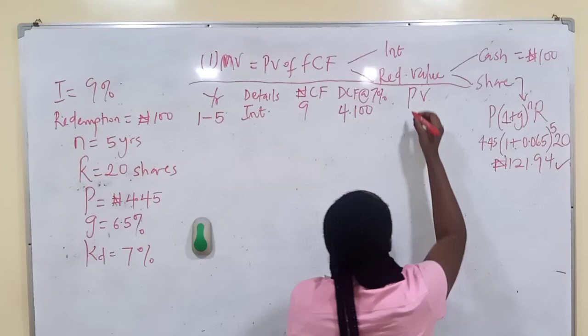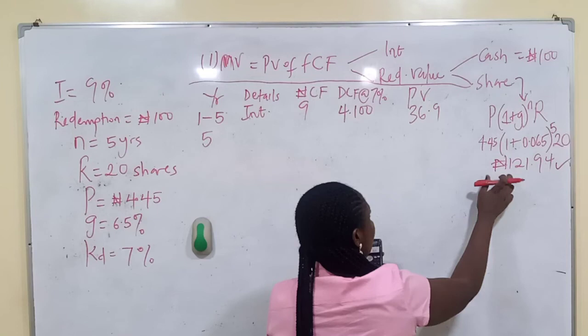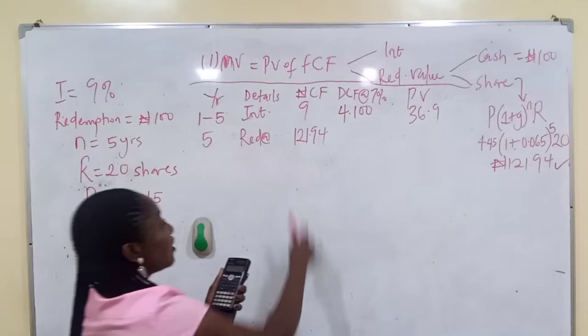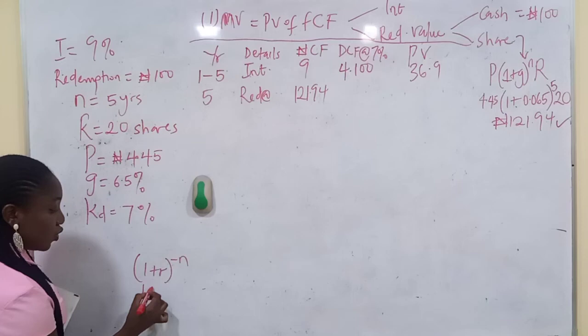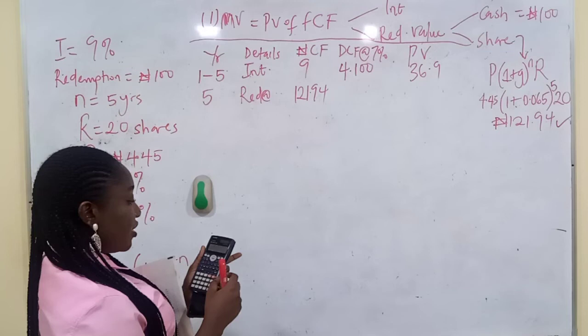Now, in year 5, there's a redemption. Don't go and redeem at par. Since they told you there's a conversion option, you redeem at the higher. If this one was lower, you pick cash. But since it's higher, you pick it. So redemption at share value, 121.94. What is the discounting factor? This is not cumulative, this is a single year. It's not a combination of different years, so you don't need annuity. You need this formula, 1 plus R raised to the power minus N. That is 1 plus the discounting rate, 7%, raised to the power minus 5, since it is year 5. You understand? So 1.07 raised to the power minus 5.